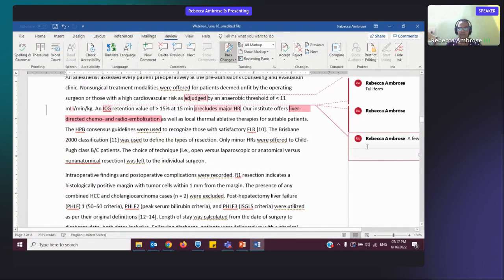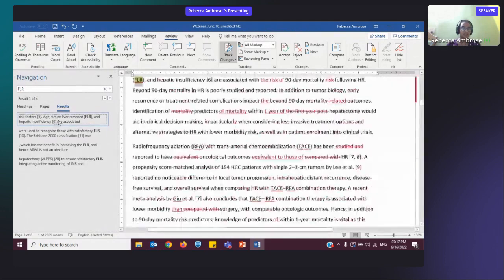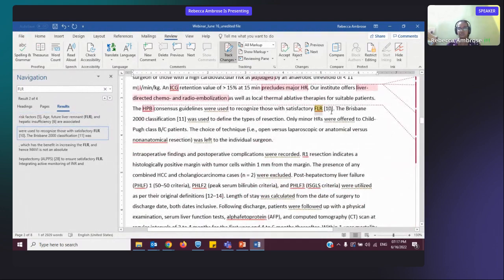So this phrase I'll have to probably also confirm because of the way it's phrased. The meaning is clear, but just to confirm, I'm adding a comment for myself to check later. The HPP consensus guidelines, this again needs a full form here, were used to recognize those with satisfactory FLR. FLR, I think, has been defined earlier, future liver remnant, so we don't need to define this here.